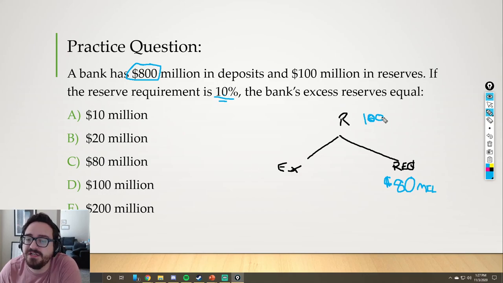If they have 100 in total reserves and 80 of it is required, the excess, the leftover, that's how I refer to excess reserves, like leftovers, would be 20 million. So the answer here is B.